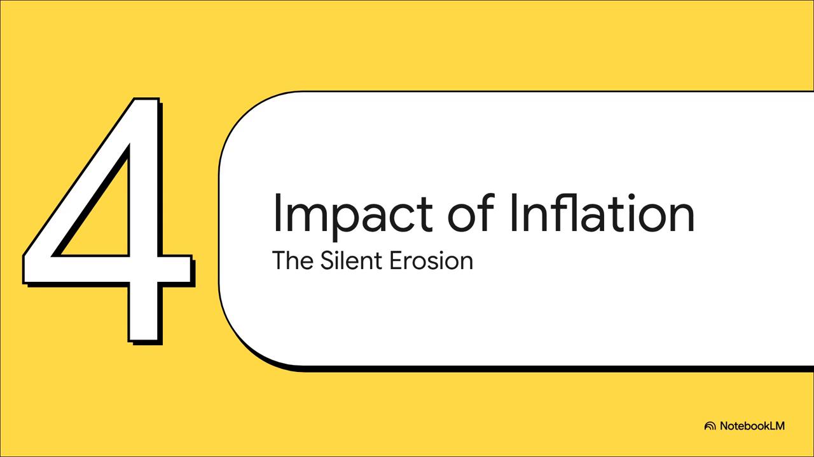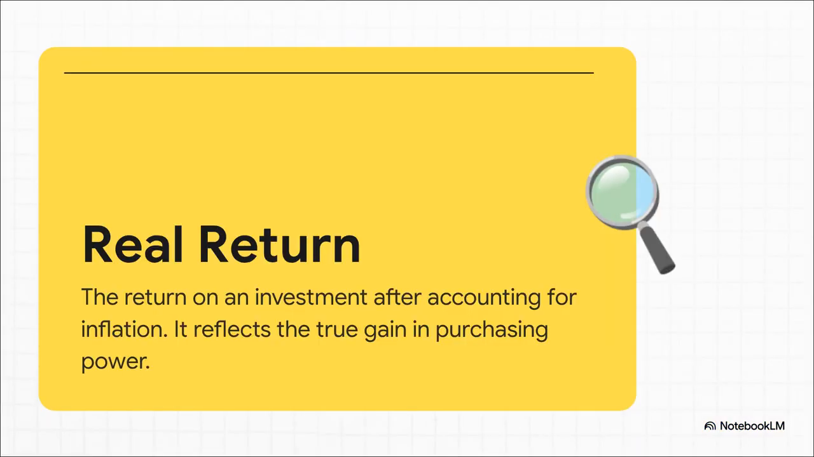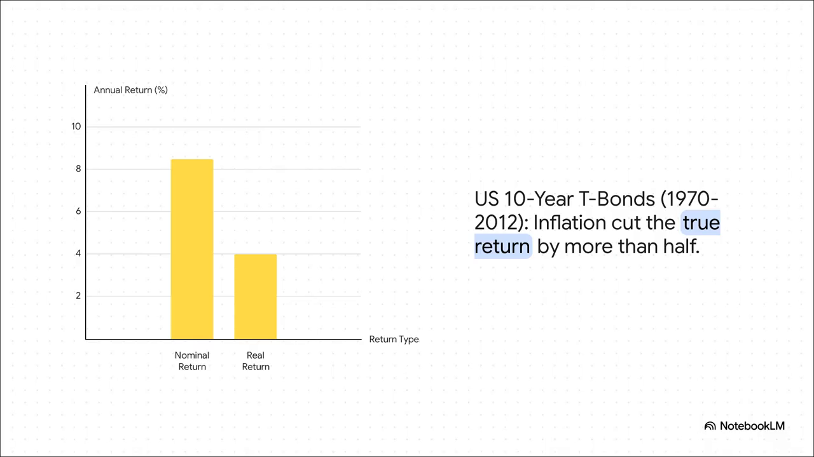I'm referring to the corrosive effect of inflation. For this reason, your objective should always be expressed in real terms. The real return is the only measure that tells you whether your purchasing power is truly growing. As this chart demonstrates, inflation can have a dramatic effect. Over this long period, the nominal return of a U.S. Treasury bond portfolio was 8.5% per year, but its real return was just 4%. Inflation reduced the effective annual return by more than half.